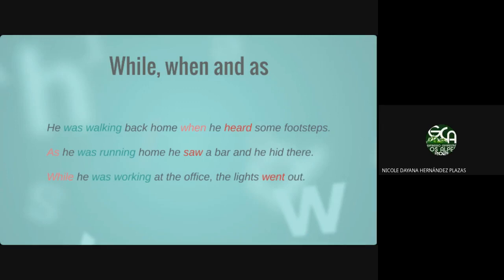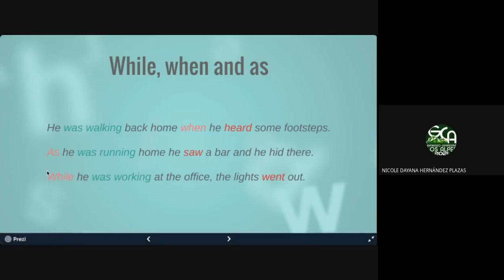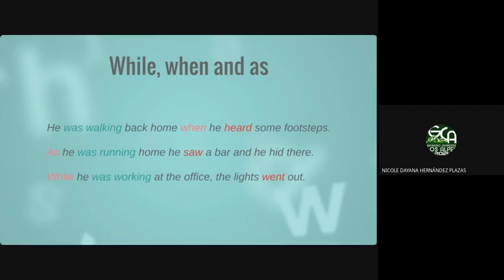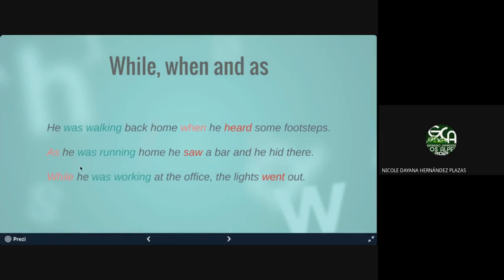¿Listo? And you also have this while. What is the meaning of while for everyone? Otra vez, pues mientras, es muy parecido al as. But look at this. While can be at the beginning, in the middle of the sentence, and it's okay. Si lo tienes al principio, va a funcionar más o menos con un as, no tienes que poner un when antes de la acción que interrumpe.